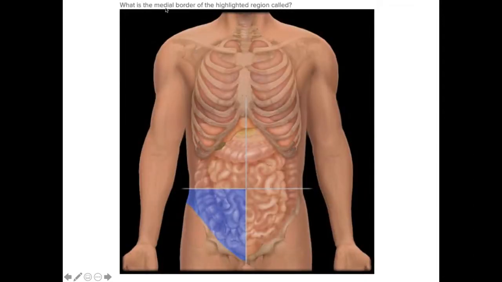So now here, look at this question. What is the medial border of the highlighted region? Some people just look at the blue and go, that's the right lower quadrant. But look what it's asking. What is the medial border of the highlighted region? So here's the highlighted region. This is lateral. This is superior. This is inferior. What is the medial border, which is here? So the medial border is actually pointing to the mid-sagittal plane. Okay, they're asking two bits of information in one question. Pretty neat.